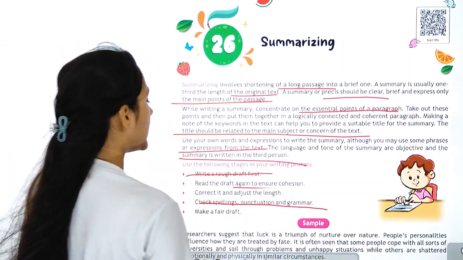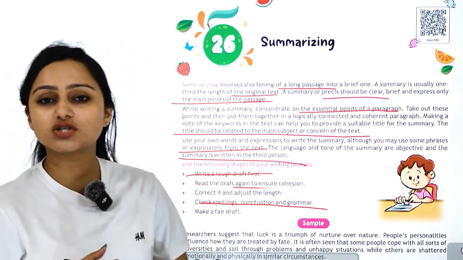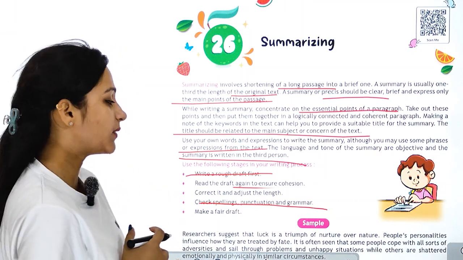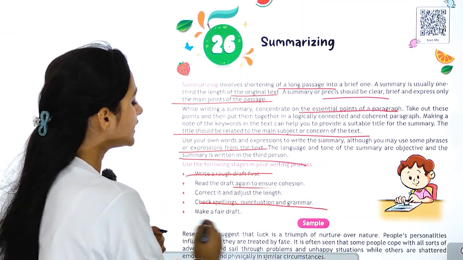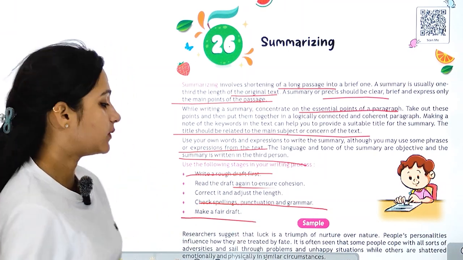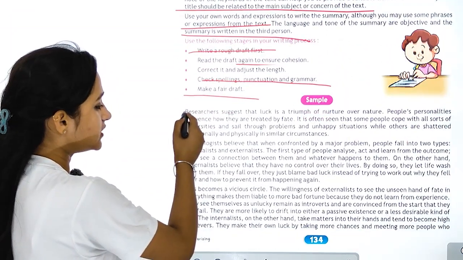Check the spellings, punctuation and grammar. आपको spellings check करनी है, punctuation marks check करना है और grammars check करनी है, grammatical errors ना हो उसमें. Make a fair draft. फिर आपको एक fair draft बनाना है. Here is a sample draft.